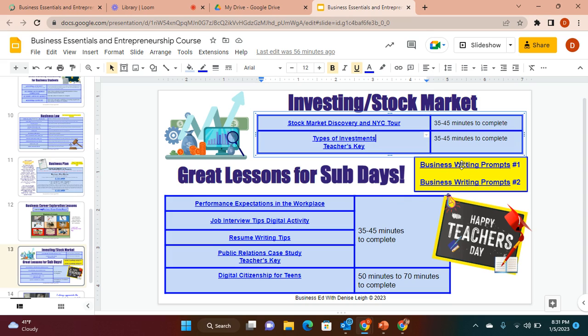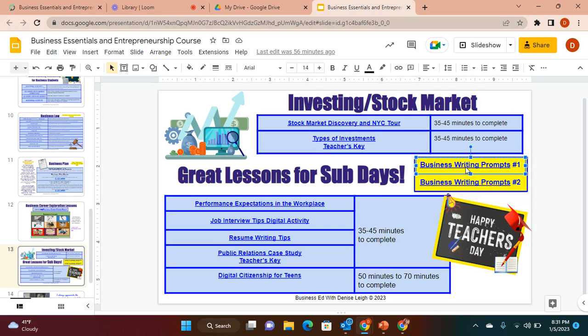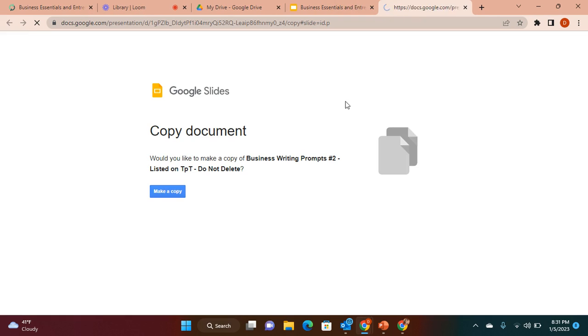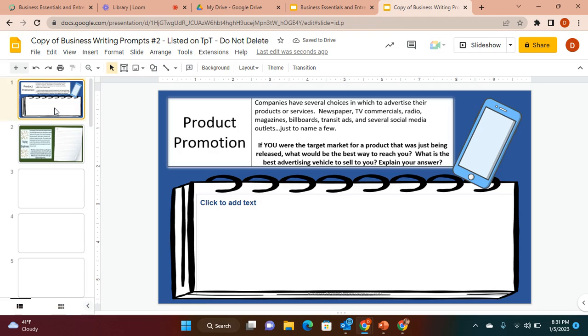There are also some really awesome writing prompts that I'm pretty proud of. These writing prompts are digital, so they're very attractive as far as the setup of them. Let me give you a little tour of that. These are wonderful for bell ringers. They're excellent for exit tickets.